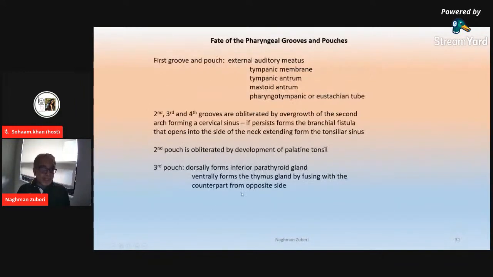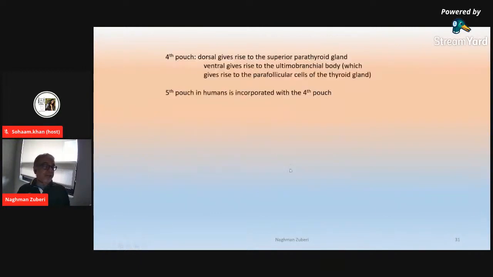Ventral, now here there is a trick. Third pouch gives the inferior parathyroid glands, and the fourth pouch gives the superior parathyroid gland. Ventral gives rise to the ultimobranchial body, which gives rise to the parafollicular cells of the thyroid gland.